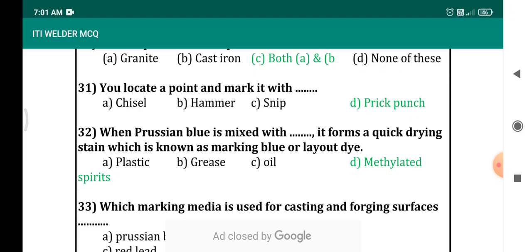When Persian blue is mixed with methylated spirit, it forms a quick drying stain which is known as marking blue or layout dye. Persian blue with the methyl spirit will give the marking blue.